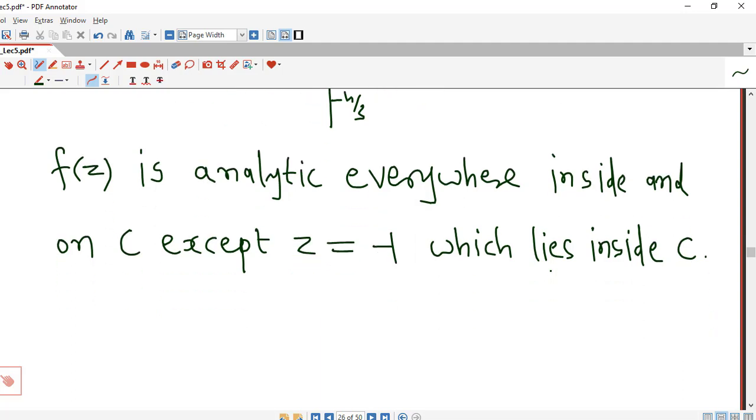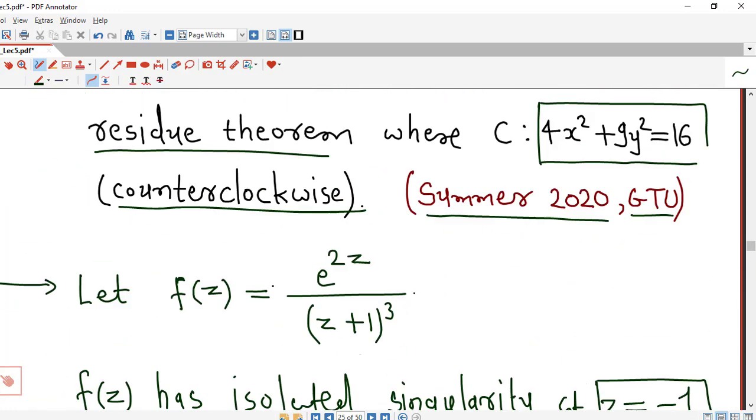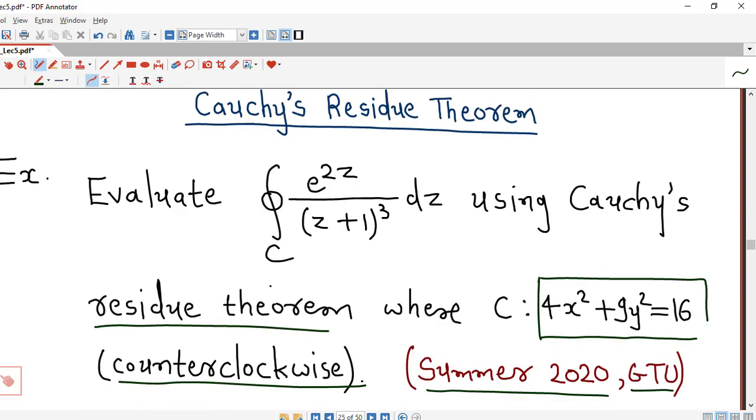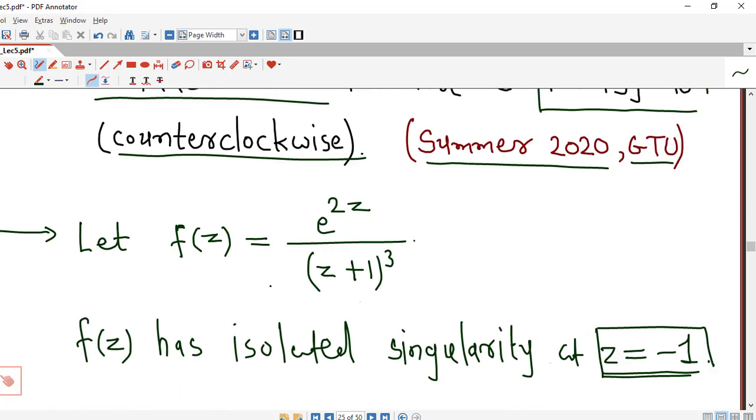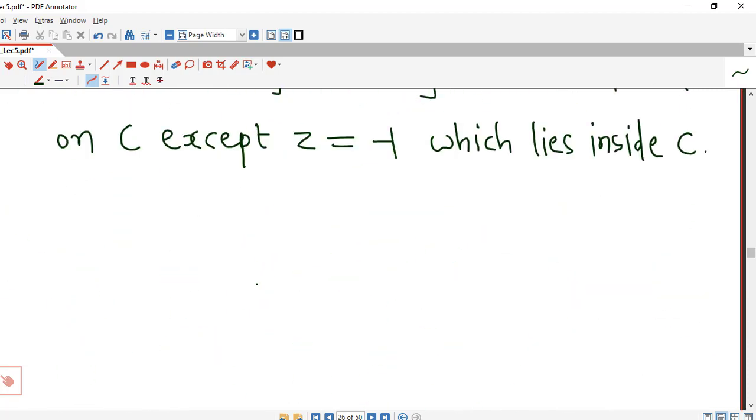So the hypothesis of Cauchy's residue theorem is satisfied. So we can apply Cauchy's residue theorem to find the integral of f(z) along this ellipse. For that we have to calculate the residue of f(z) at z = -1. So first we find the residue of f(z) at z = -1.